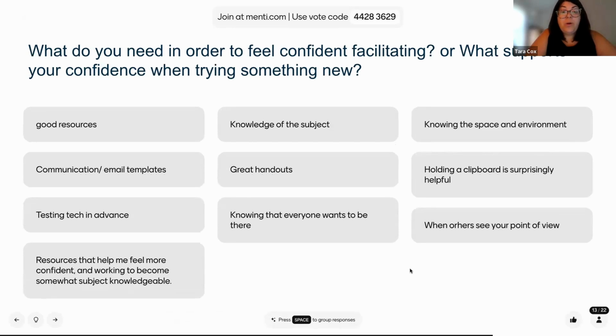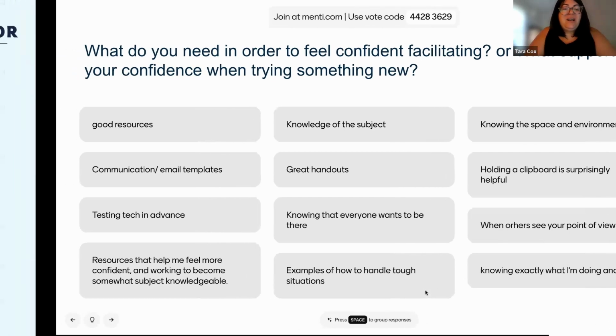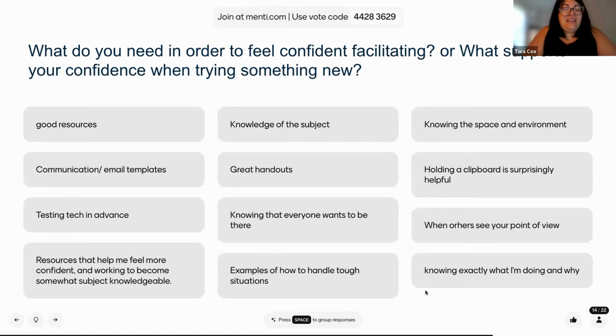When others see your point of view, I like that. So when you can maybe clearly communicate something. Resources that help me feel more confident and work to become somewhat of a subject matter expert. I love all these, and I think a lot of these are going to be in the next slide, but there is a critical one missing. It's curious that it hasn't come up, and I'm curious as to why.